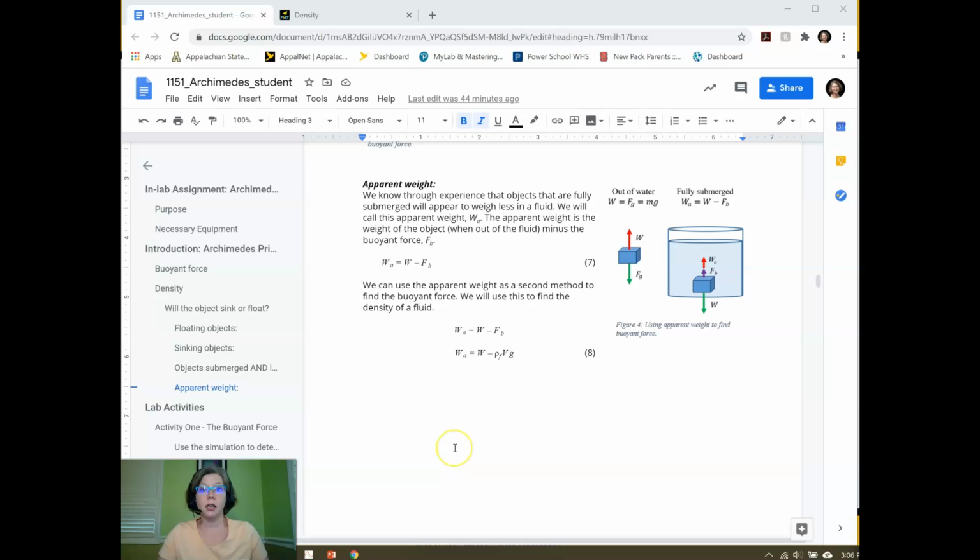In the experiment, there is an object being held by a string connected to a force probe. That force probe is measuring the apparent weight of the object. Now, if you look at the free body diagrams of an object fully submerged but not touching the floor of the vessel, the apparent weight can be shown by the weight of the object, or m times g, minus the buoyant force of the object, or the density of the fluid times the volume displaced times gravity. If we want to know the density of the fluid, we can take this linear equation and graph it.